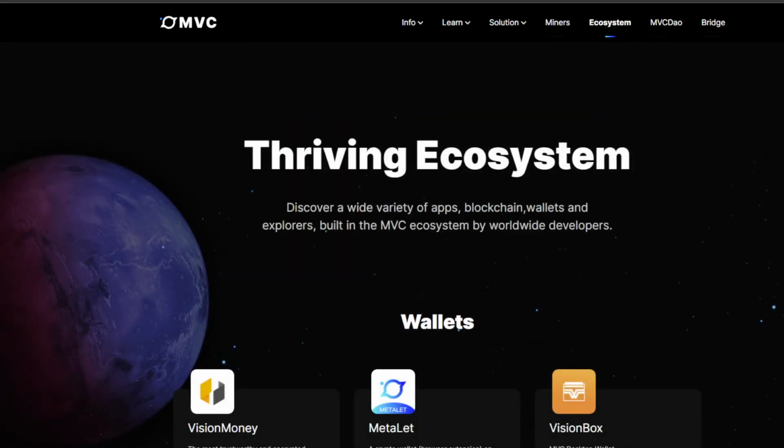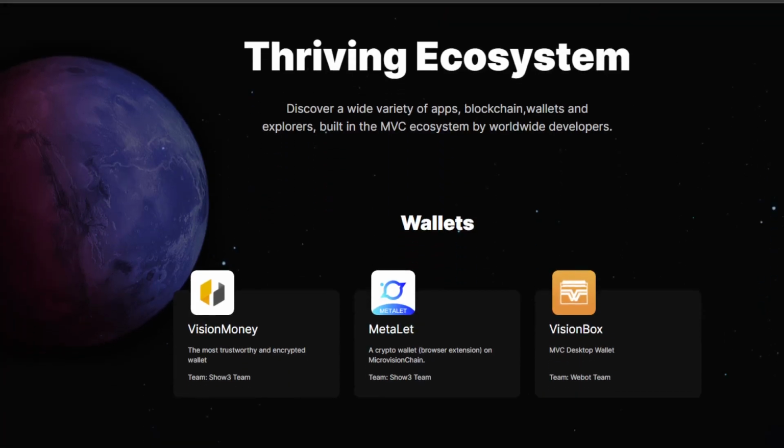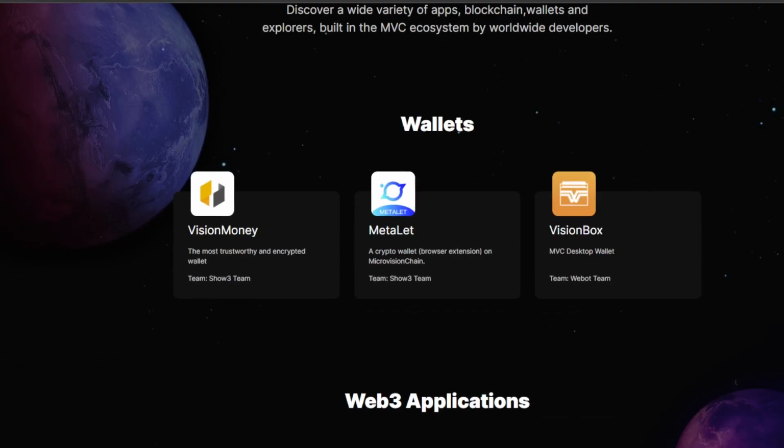So the ecosystem is doing decent, and there's one bullish aspect of the ecosystem that I really like. Number one, the wallets are great. You got 3 wallets there. It's very supportive to the Web3 community, which I like. Browser extension. This is what we want to see, right?